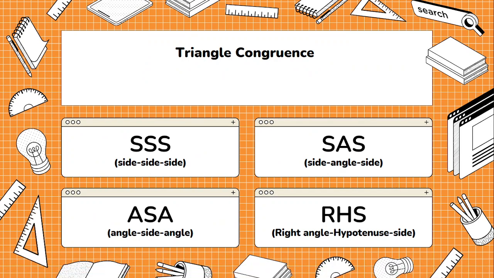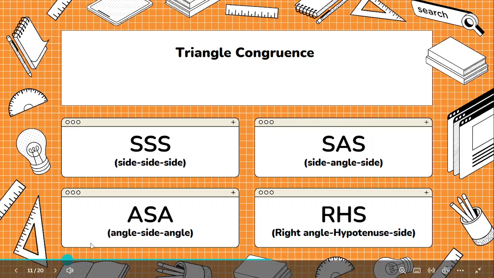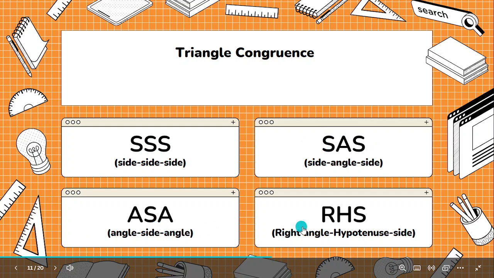So now, as we have already seen, we have four congruency criteria. One is SSS, one is SAS, ASA, and RHS. So the full form of SSS is what? Side, side, side. Okay, here side, angle, side, angle, and right angle, hypotenuse, side. So now let's move further and see one by one.